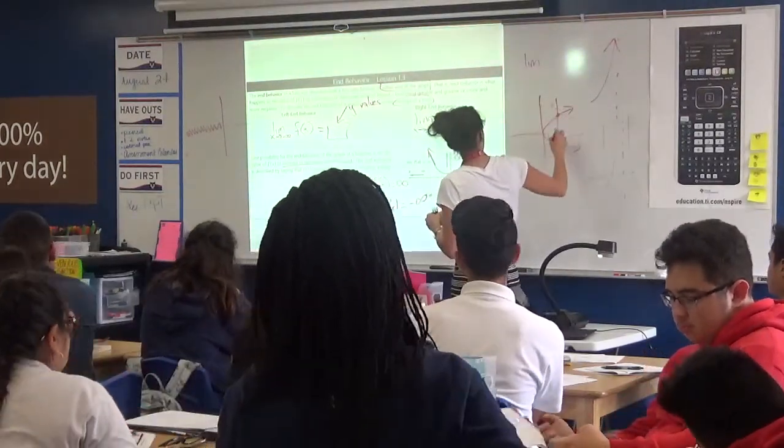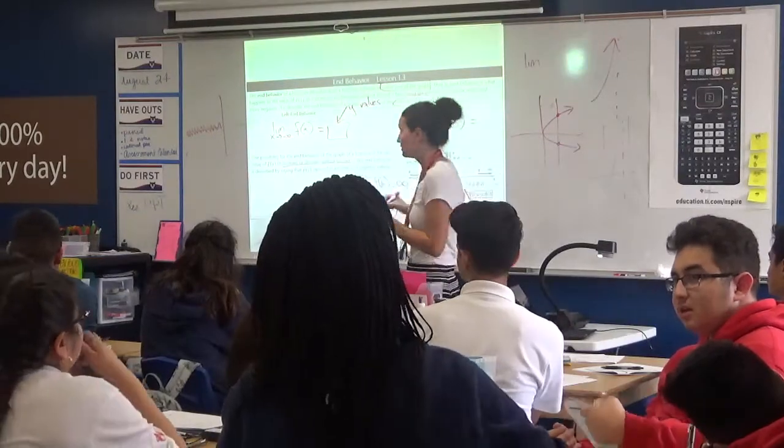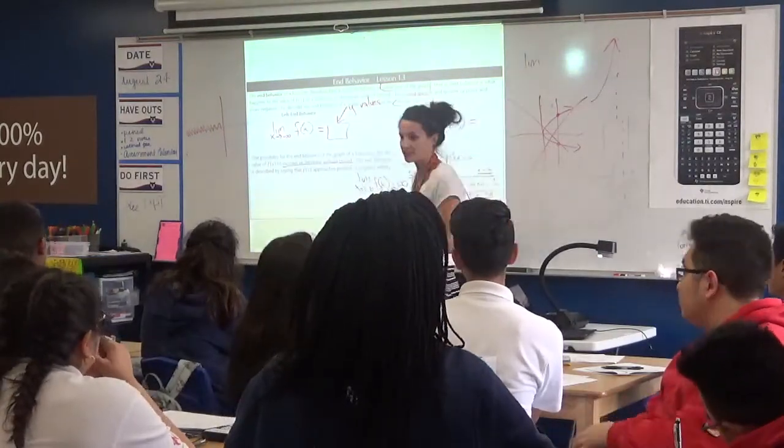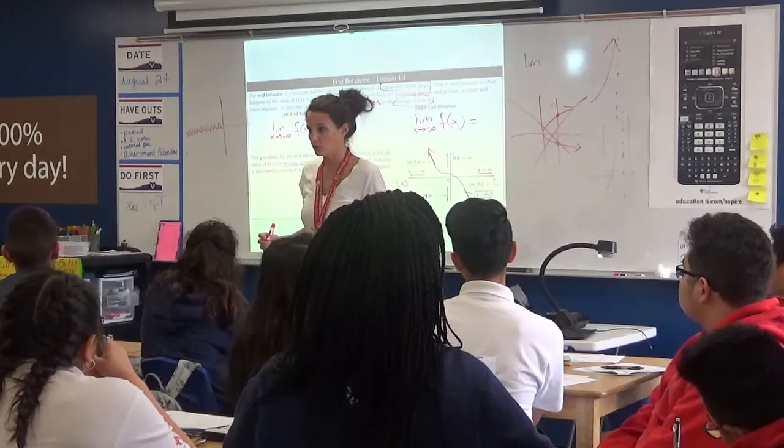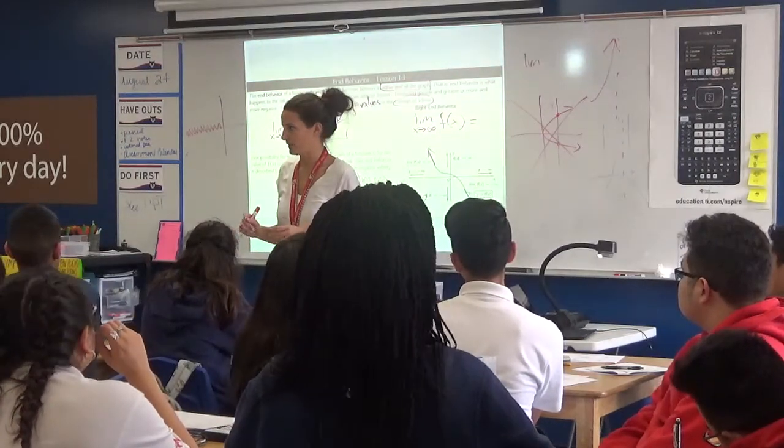Perfect. It has two y values for one x value. So this is not an f of x anyways, and so we're good. Cool? So you shouldn't have it look like that.